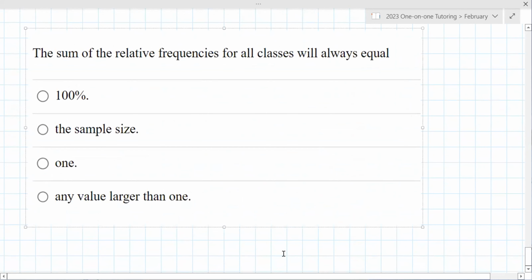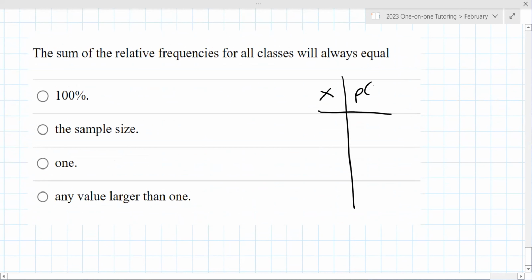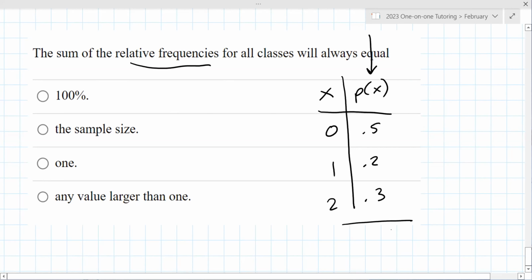All right, let me give you a quick example of this. Let's just say that there's some event X, and the probability of X is, let's just go 0, 1, and 2. And this is 0.5, and this is 0.2, and this is 0.3. So this is what they're referring to. The relative frequencies are the numbers in this column. Okay, and you can see that they add up to 1.